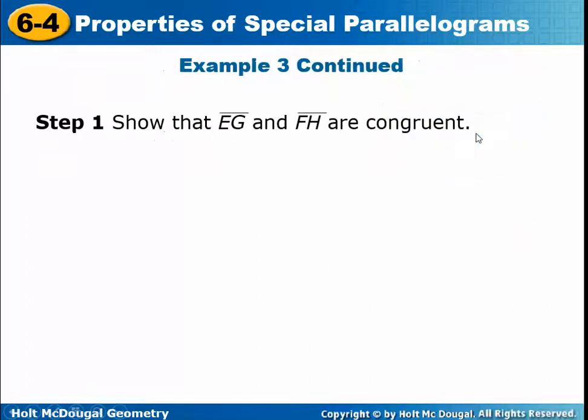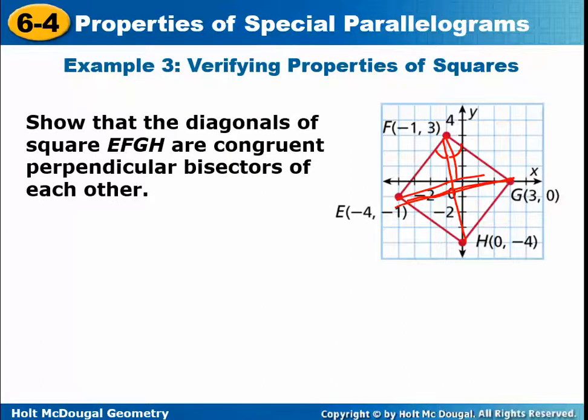So to do that, we are going to show that EG is congruent to FH, and let me put a point here, P for the center, and that FP would be congruent to HP, and that EP would be congruent to PG, and also that the slopes of these two lines are opposite reciprocals of each other. Those are the things we have to figure out. So we need the midpoint of EG. And if the midpoint of EG is the same as the midpoint of FH, then we know that they are bisectors of each other.